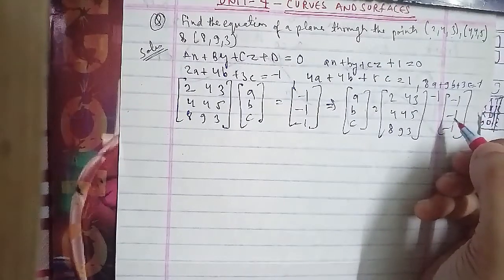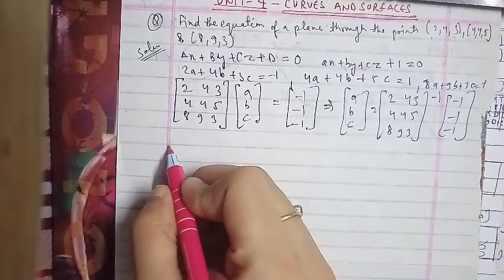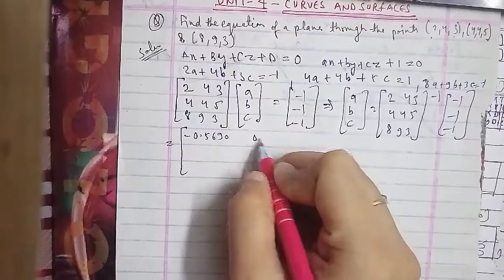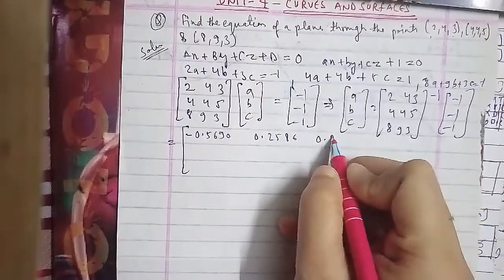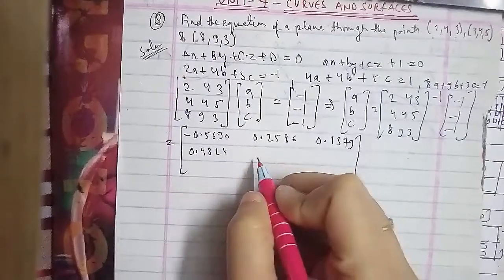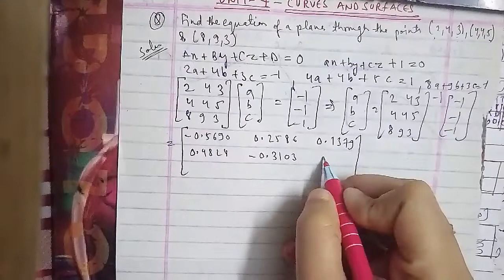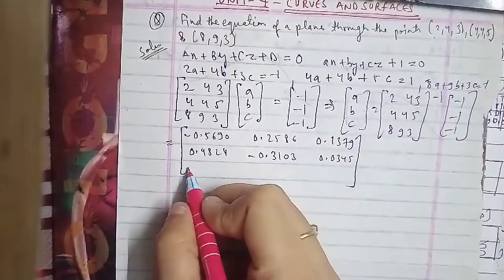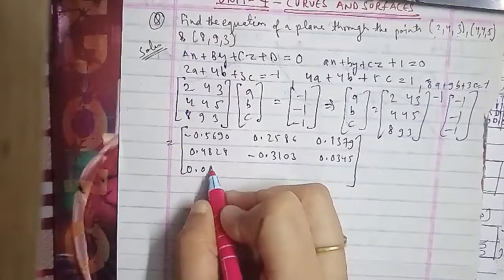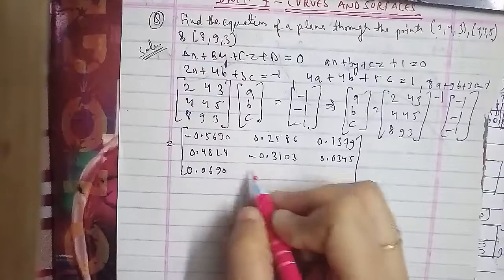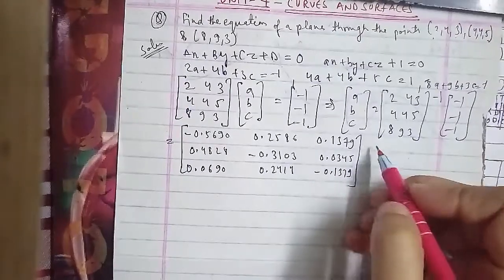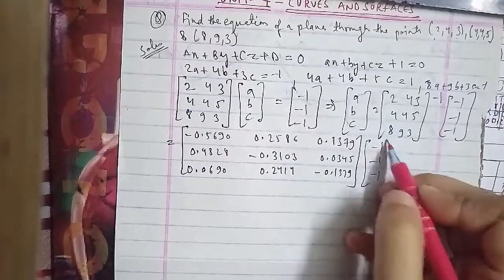Substituting the values, the inverse matrix we have is: first row -0.5690, 0.2586, 0.1379. The other row is 0.4828, -0.3103, 0.0345. The third row is 0.0690, 0.2414, -0.1379. This is multiplied by [-1, -1, -1].